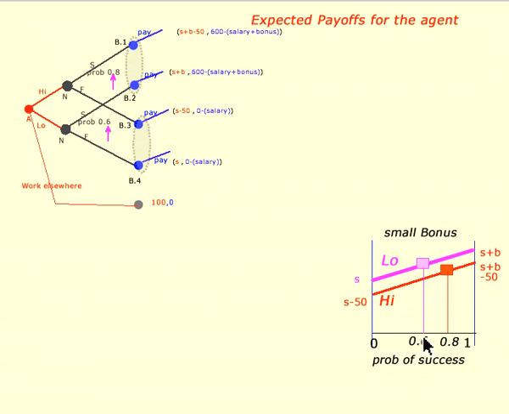Now with low effort of 0.6, we know that there's a 60% chance of getting this point and a 60% chance of getting that point. So it's 60% along the line. That height there is the expected payoff to the agent if he puts in low effort and has a corresponding 60% chance of success.